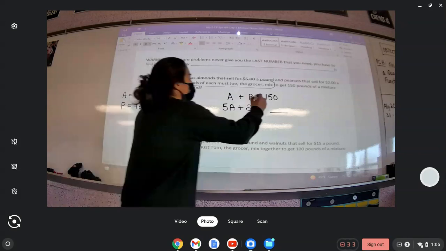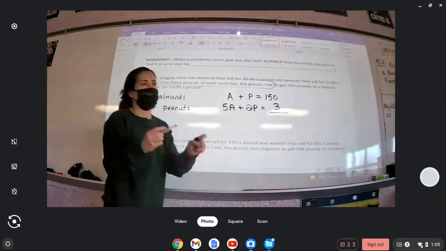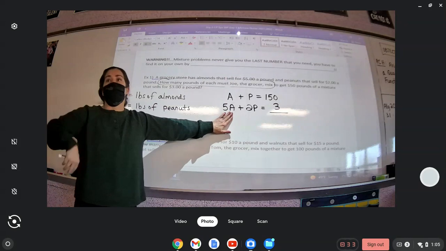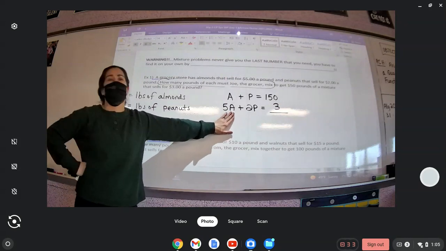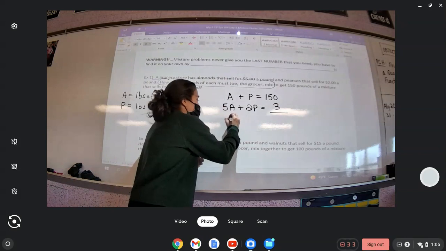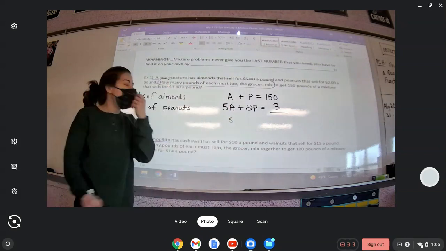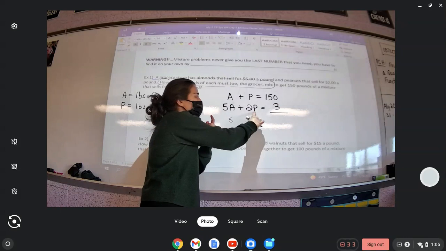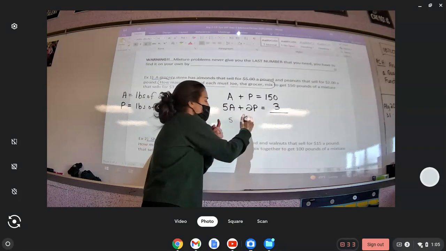If it was 3, guys, think about why it couldn't possibly be 3. A is the pounds of almonds that you're going to use, right? Let's say you used 1 pound of almonds. What's 1 times $5? That's $5 in almonds just by using 1 pound of them. This is the pounds of peanuts that you're going to use. Let's say it's 1 pound. What's 1 pound times $2?